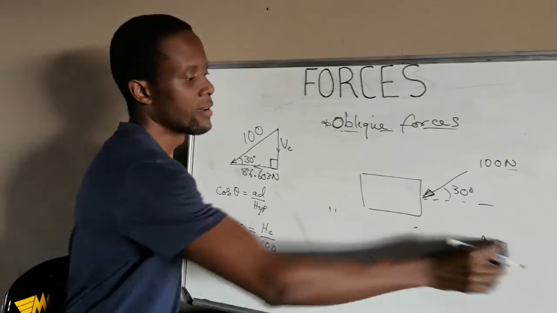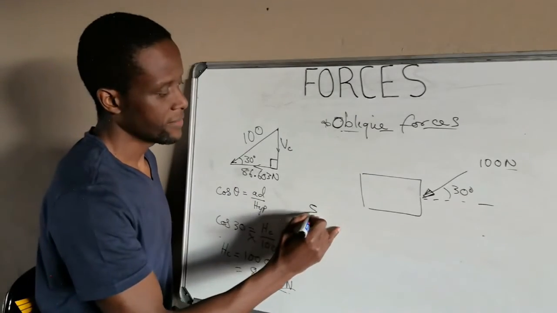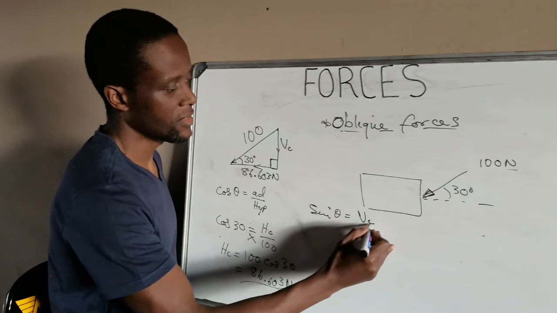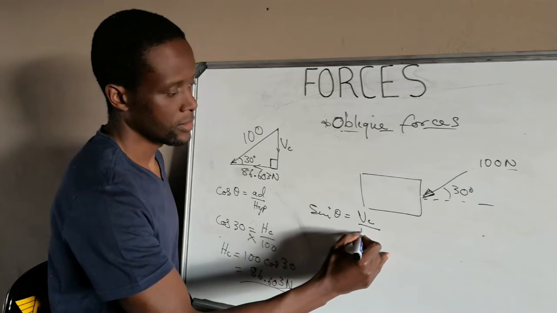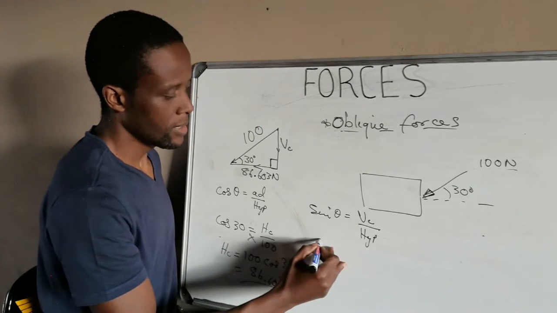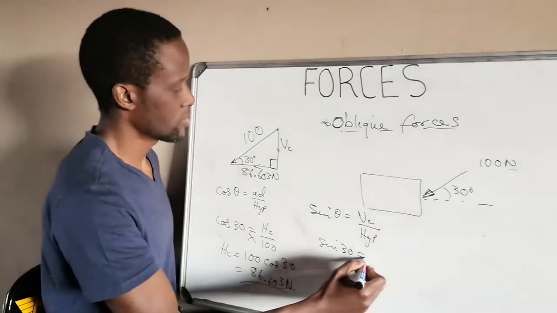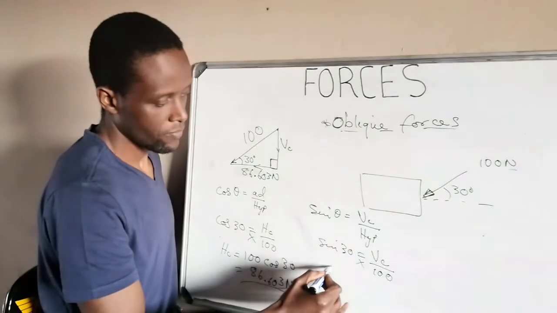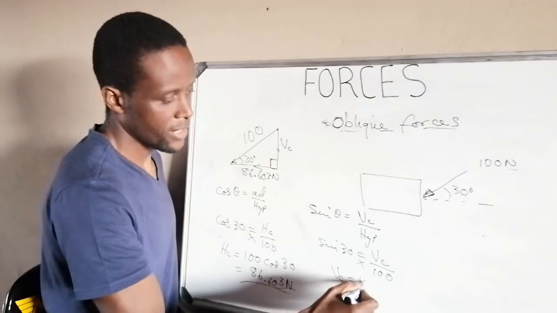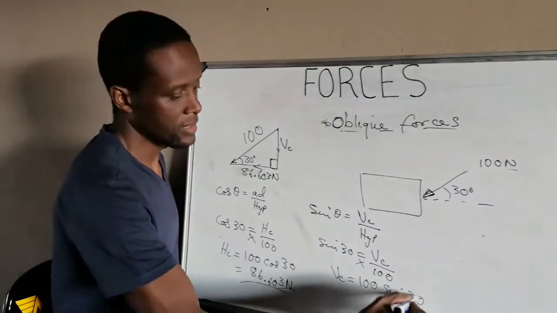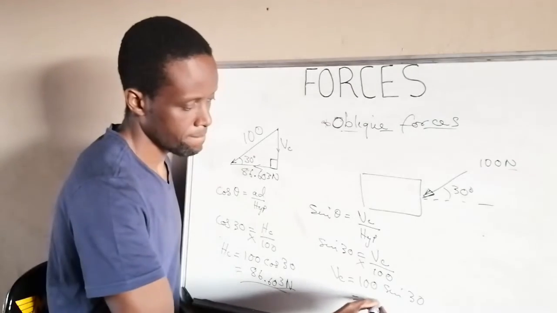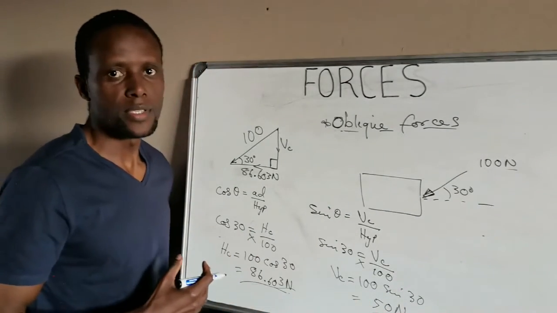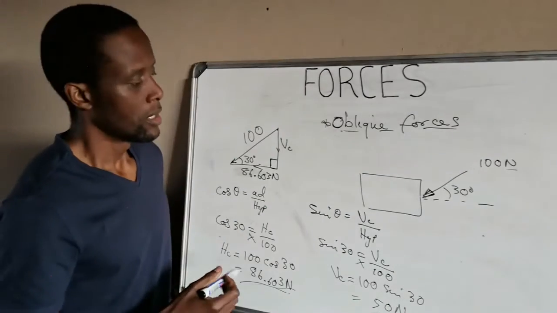We'll use our sine ratio. Sine theta equals our opposite, in this case our vertical component, over our hypotenuse. Sine 30 equals the vertical component over 100. We cross multiply. The vertical component will be 100 sine 30, which is 50 newtons.